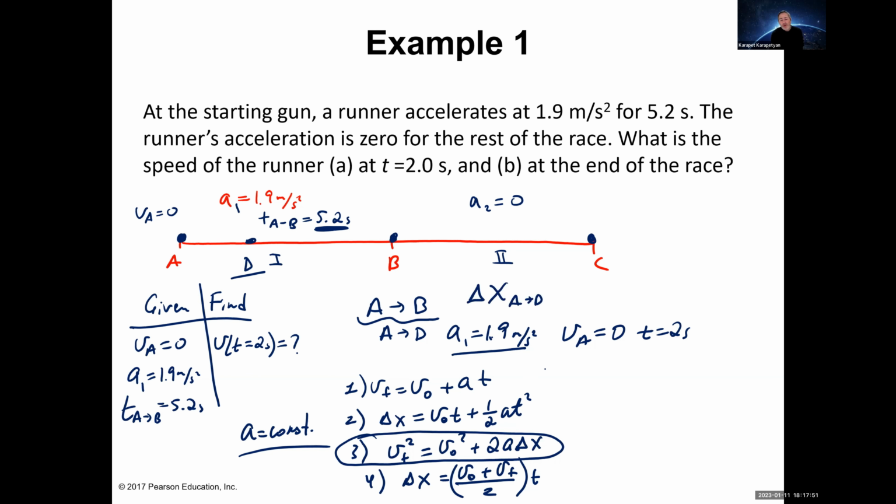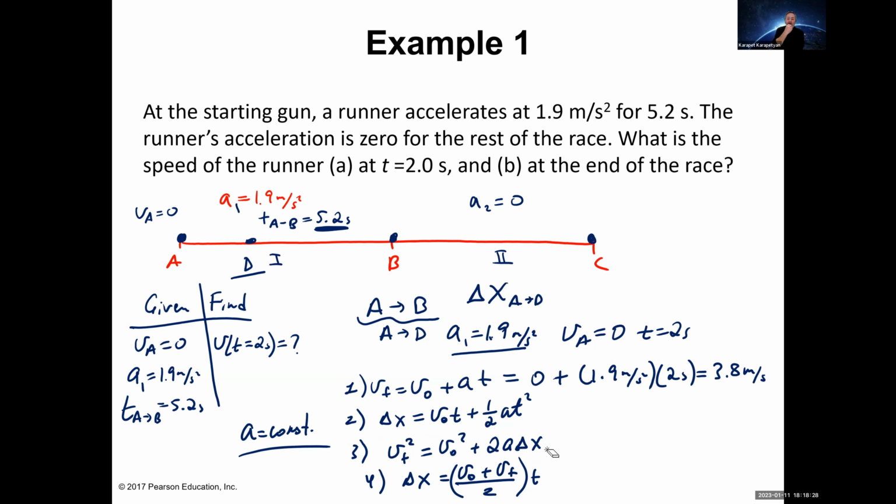Exactly. Equation 1 is the simple one. It doesn't care what the distance between A and D is. It just says that I can calculate final velocity because all I need is initial velocity, which is 0, acceleration, which is 1.9 meter per second square, and time, which is 2 seconds. So plugging those together, I get 1.9 times 2, which is 3.8 meters per second. There you go. That means I can just use equation 1, the simplest one, to calculate the final velocity.